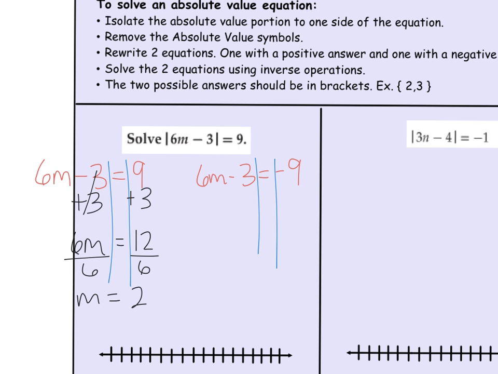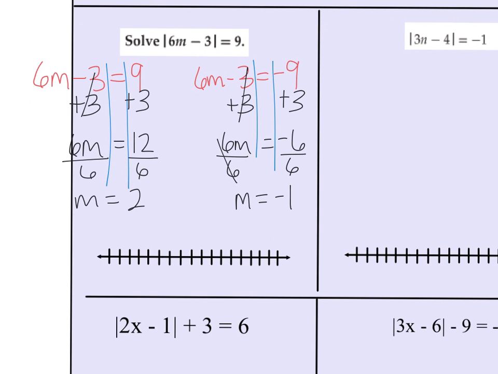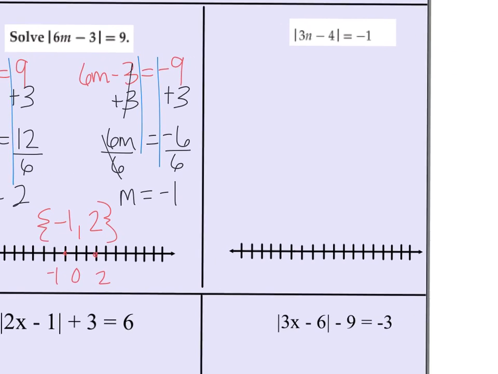Same thing over here. My operations are going to be the same, but my answer on the right is going to be different. So I still add the 3 back. Bring down my 6m. Now over here I have a negative 6. Divide by 6. m is equal to a negative 1. So then my solution is negative 1, 2. And in brackets, it'll be negative 1, 2.